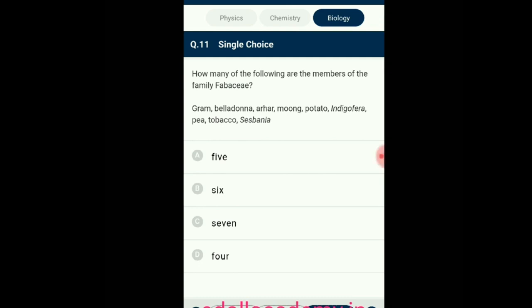The other examples like belladonna, potato and tobacco belong to the family Solanaceae. So the answer for this question is option B. From the given plant species, around 6 species belong to the family Fabaceae.